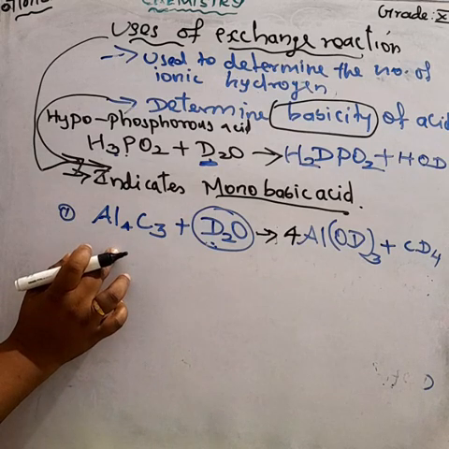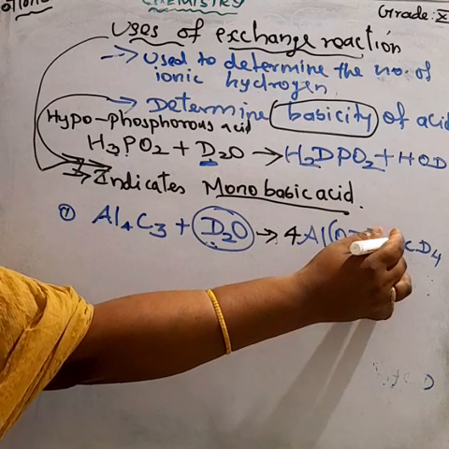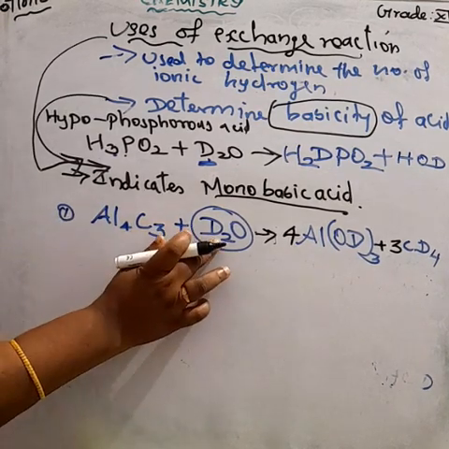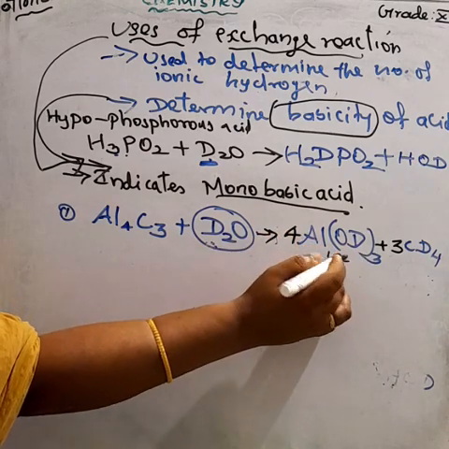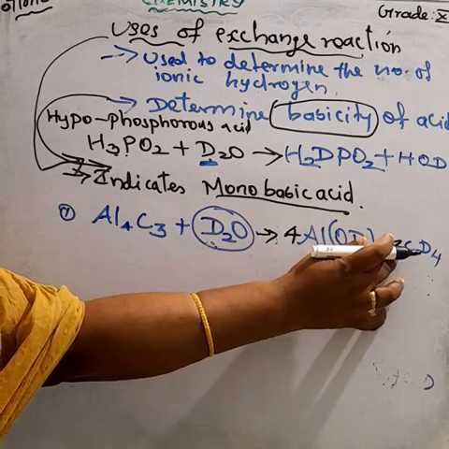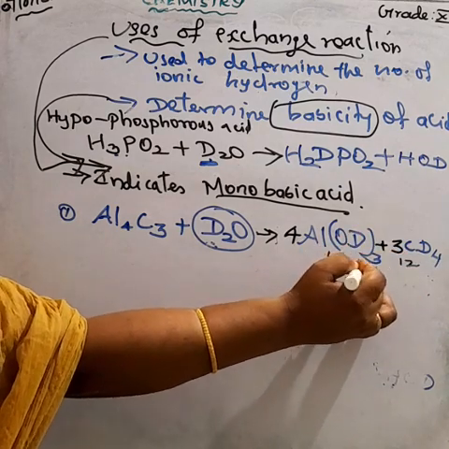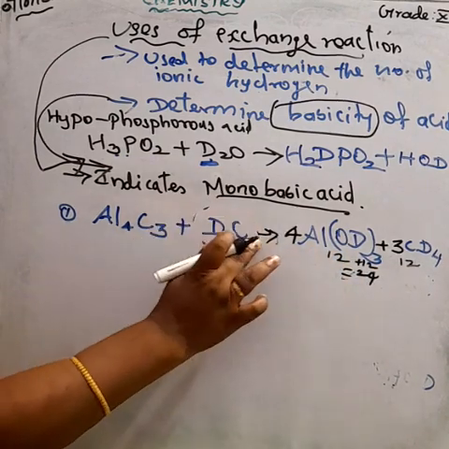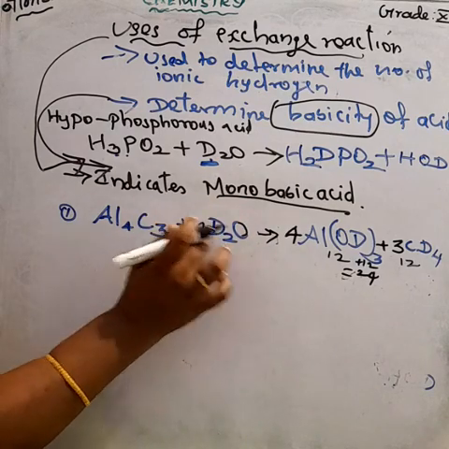And the carbon, how many carbon atoms do we have here? 3 carbon. So we have to make 3 here. And how many deuterium here? Only 2. But on this side, 4 3s are 12 and 3 4s are 12, so 12 plus 12, 24 deuterium. So we have to make it 12 here, since 12 2s are 24.